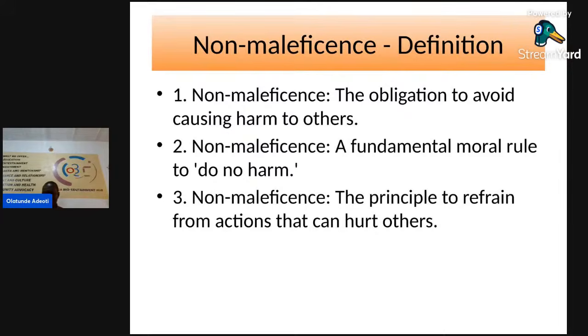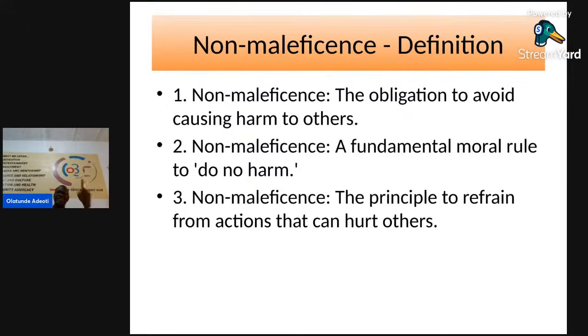Under normal circumstances, you want to start your practicals, and you know very well that you are going to be dealing with live isolates, and the next thing is that you do not even care about the right of others. You just protect yourself but you are injuring others. So non-maleficence means that obligation to avoid causing harm to others.